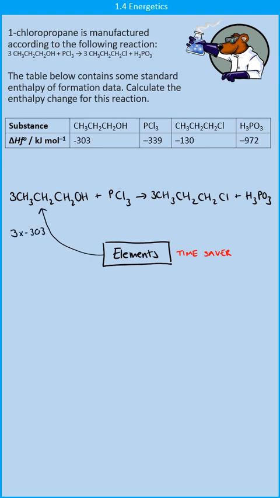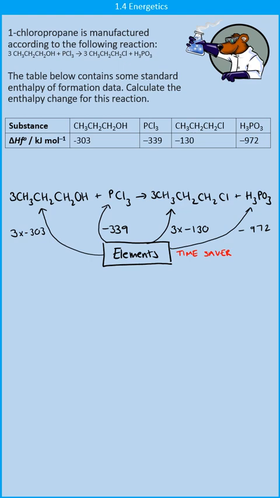So here you can see that I've put 3 times minus 303. And the reason it's 3 times minus 303 is because in my equation I'm making 3 moles. So I need to have 3 times the energy change because I'm making 3 times as much of it. Whereas this one here, I've only got 1 mole, so I'm not going to do any multiplication. And then I'm going to do the same for my other 2 as well.